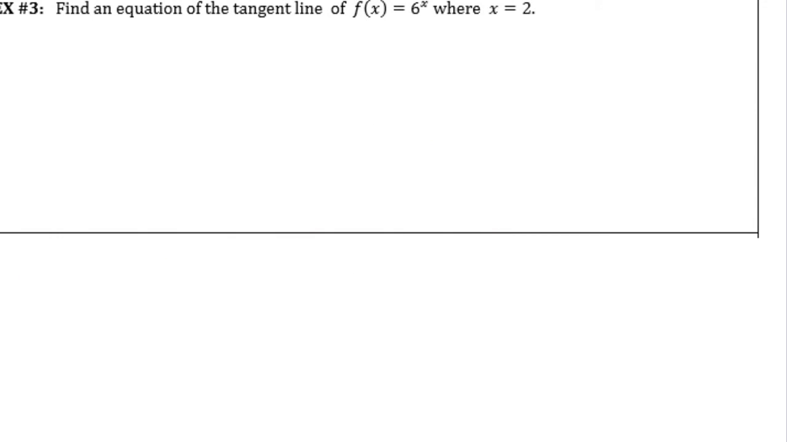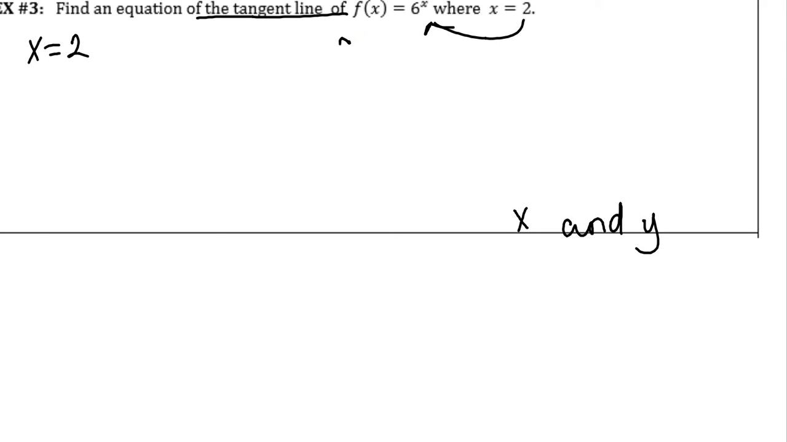So just going through our tangent lines, again, remember our tangent line uses the derivative, right? So we need the derivative, and then you also need your x and your y. So first things first, if my x is 2, I'm going to plug in 2. So f of 2 gives me 6 squared, which is 36. So the next thing that I need is my slope, which means I need to take the derivative of this function.